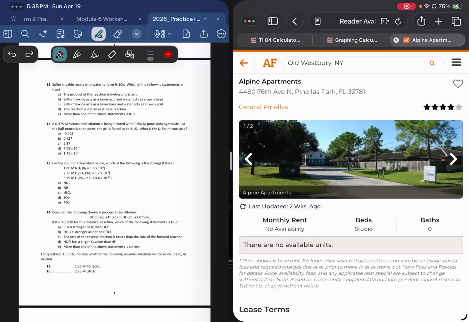At this point, this is the half equivalence point. What is happening there, right? What's happening is that when you're reacting a weak acid with a strong base, you're going to produce a buffer, okay?